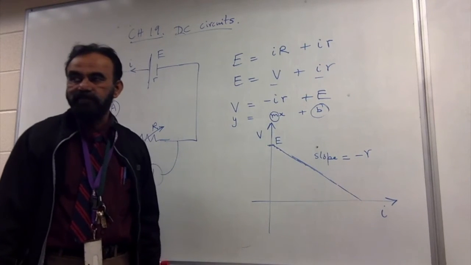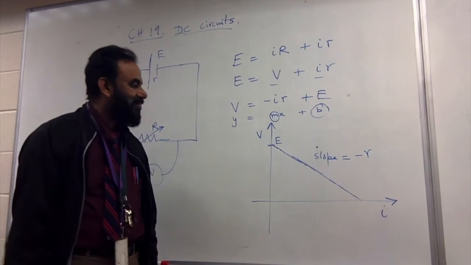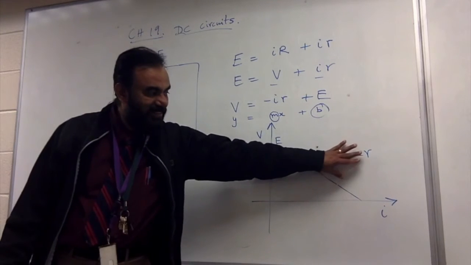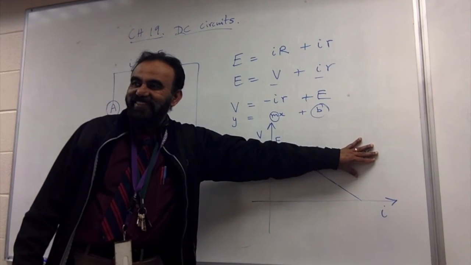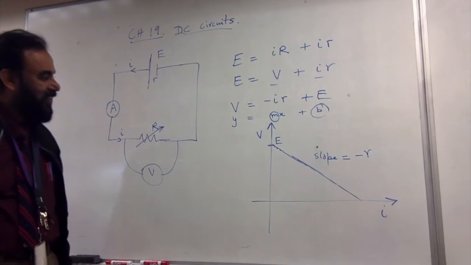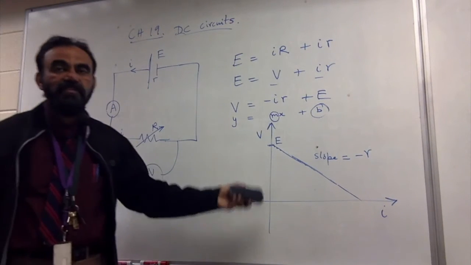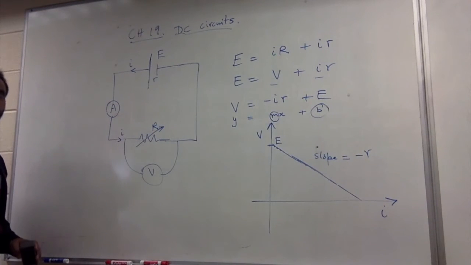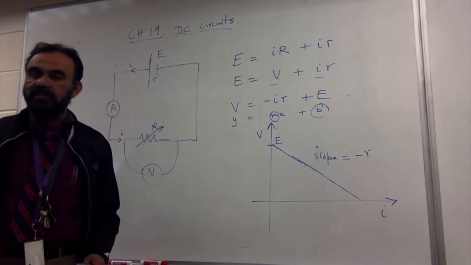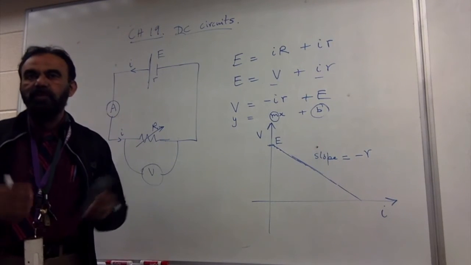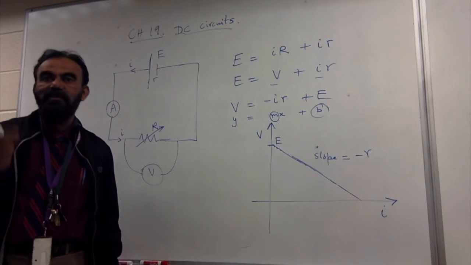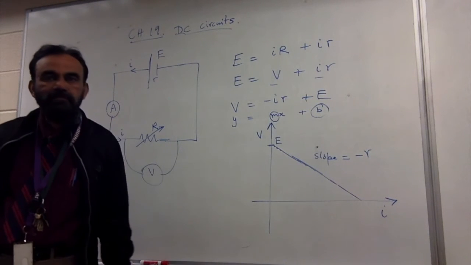Yes, Frederick? What is the slope of this line? Internal resistance. Minus internal resistance. All right, pay attention. Do you get this? This is a simple experiment that can be used to investigate and find the EMF and the internal resistance. It's a typical question that is always asked: how do you determine the EMF and internal resistance of a given cell?